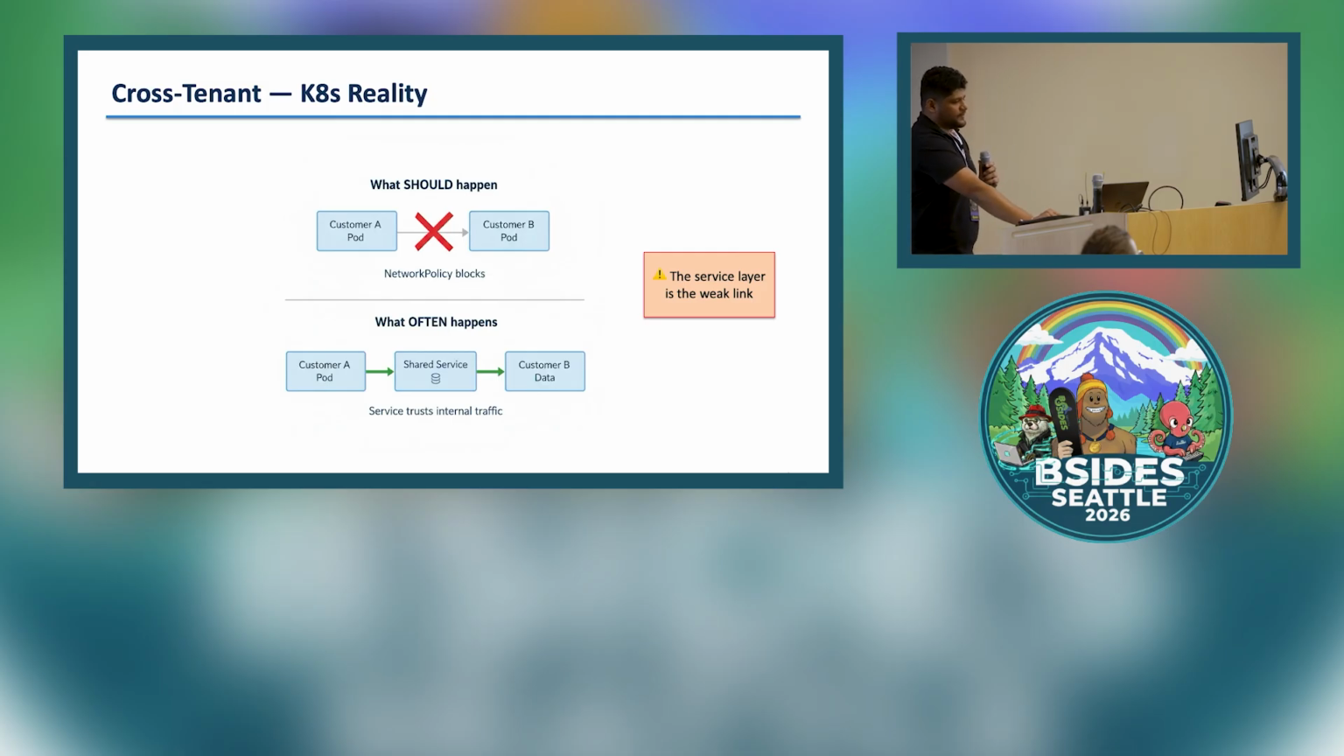In Kubernetes terms, network policy works great for pod-to-pod isolation. Tenant A can't directly talk to tenant B, but what about shared services? The database, the cache, the internal APIs, even the internal bootstrapping code that's used for your code sandbox. They trust the traffic because it's internal, but there's no tenant context flowing through, which means the service layer is actually the weakest layer. You need identity-aware access, not just network position.